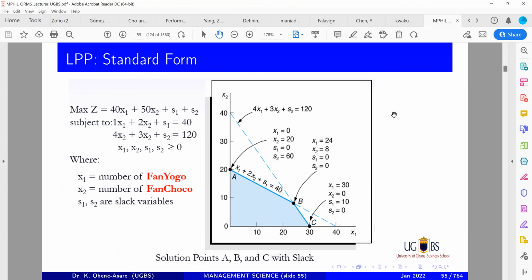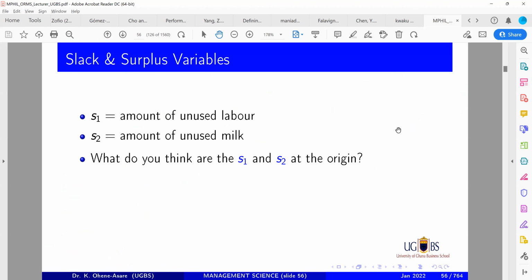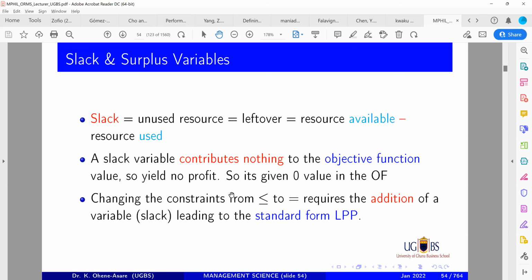So in your slide, you will see that I've done the conversion of all the functions you have. And at each point, you will see the slacks there. You will know whether the slacks are what they should be or not. Now, let me ask you a question and let me see who can give me the answer. Who can tell me the values of the slacks at the origin? What do you think will be the value of the slacks at the origin?